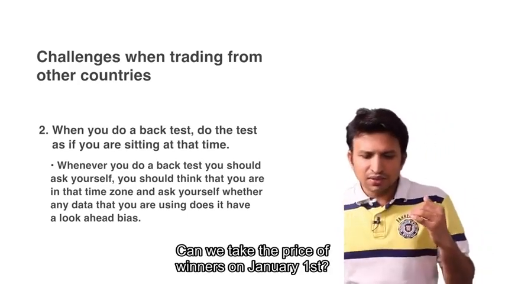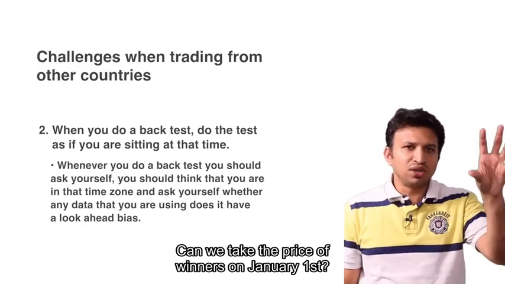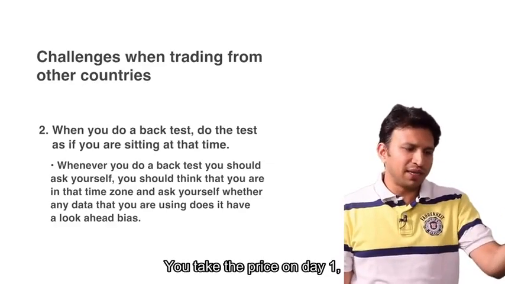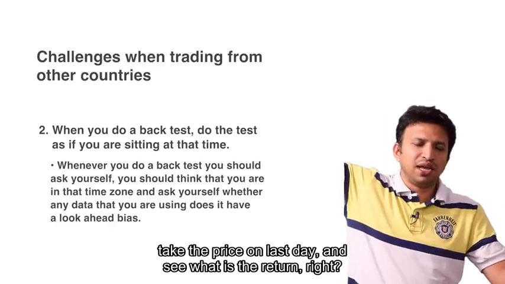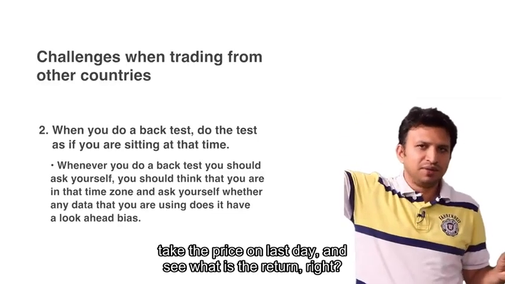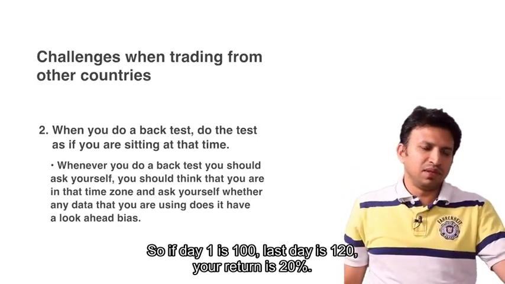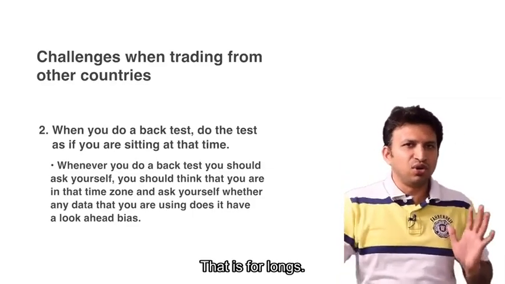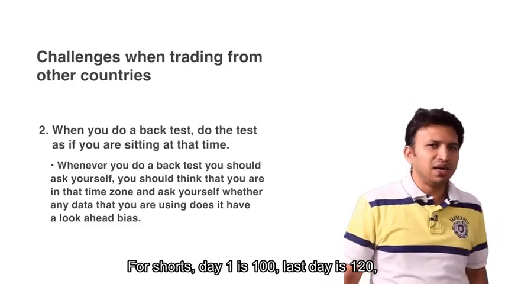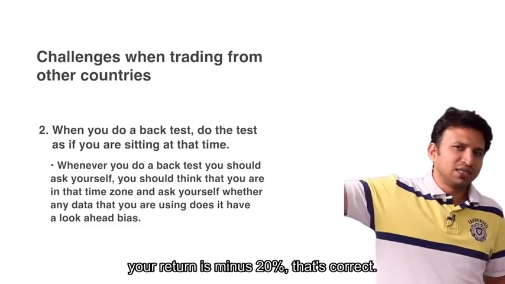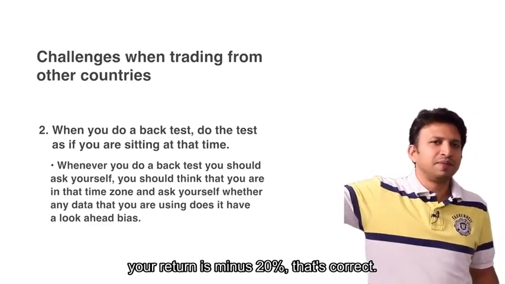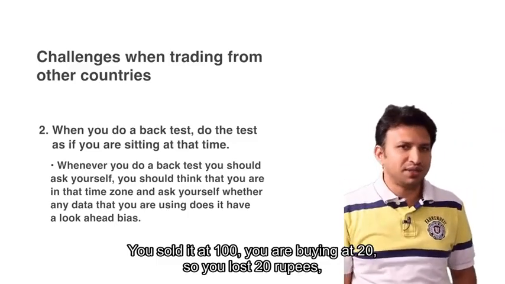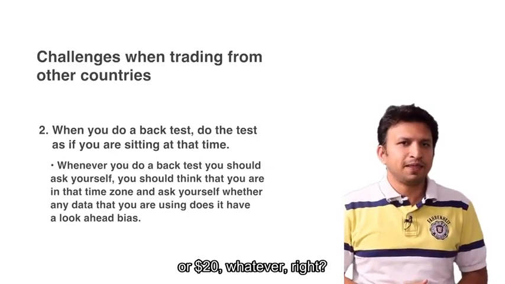Can you take the price of winners on January 1st? See, when you back test, going long means what? You take the price on day 1, take the price on last day and see what is the return, right? So if day 1 is 100, last day is 120, your return is 20%. For shorts, day 1 is 100, last day is 120, your return is minus 20%. That's correct. Because you are short, you have sold it at 100, you are buying at 120. So you have lost 20 rupees or $20, whatever, right?